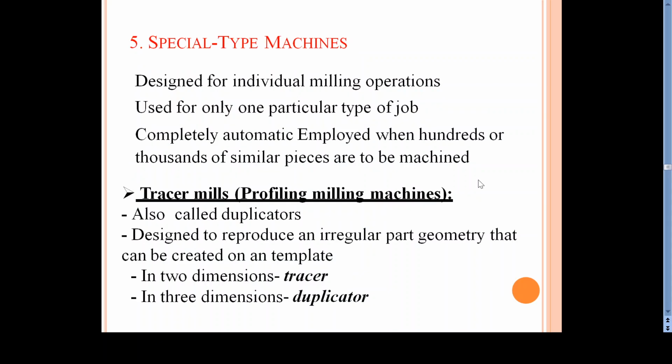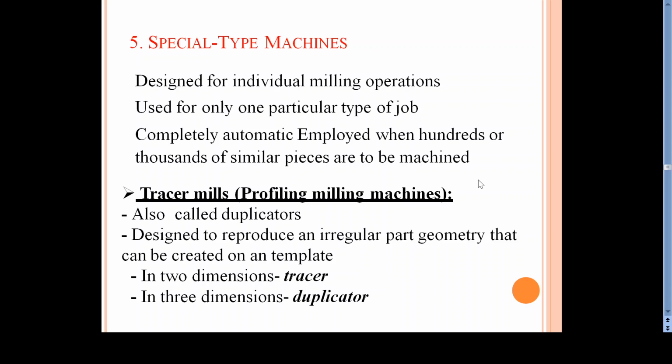Then the special types of milling machines are designed for individual milling operations, based on the requirements and designs available. Just like tracer mills, you can also call them duplicators, either tracer or duplicator. If it is used for two-dimensional work, it is a tracer machine. If it is for making a three-dimensional curvature, for example if you want to reproduce a contour or a regular part geometry, just make a template and move the tracer.